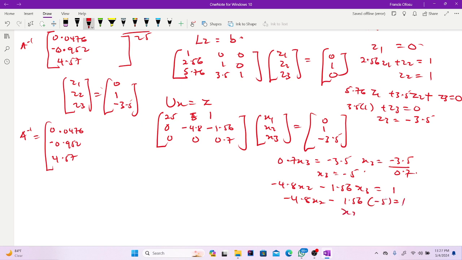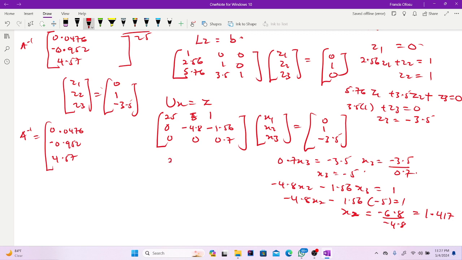So I can find my x2 simply equal to what? Negative 1.56 times negative 5, that is 7.8. So 1 minus 7.8, that is negative 6.8. So I'm going to get negative 6.8 divided by negative 4.8, and I'm getting 1.417. Okay.